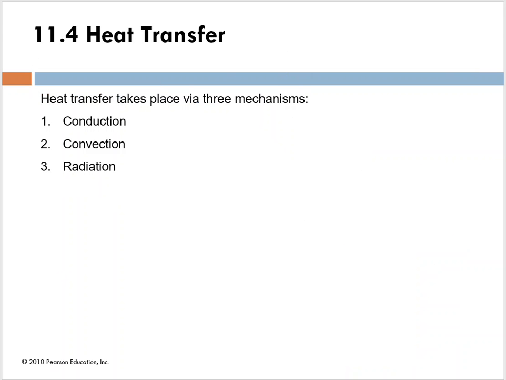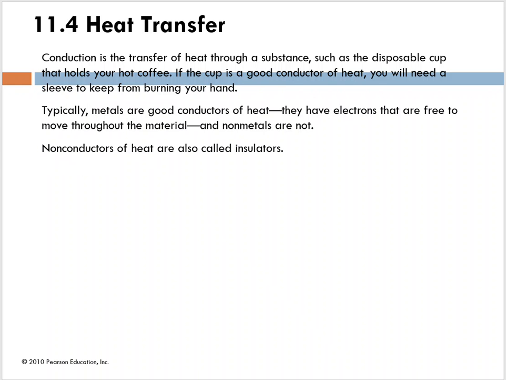Let's talk heat transfer. There are 3 types of heat transfer: conduction, convection, and radiation. Conduction is the transfer of heat through a substance, such as a disposable cup that holds your hot coffee. If the cup is a good conductor of heat, you will need a sleeve to keep from burning your hand. Typically, metals are good conductors of heat. They have electrons that are free to move throughout the material, and non-metals do not. Non-conductors of heat are also called insulators.